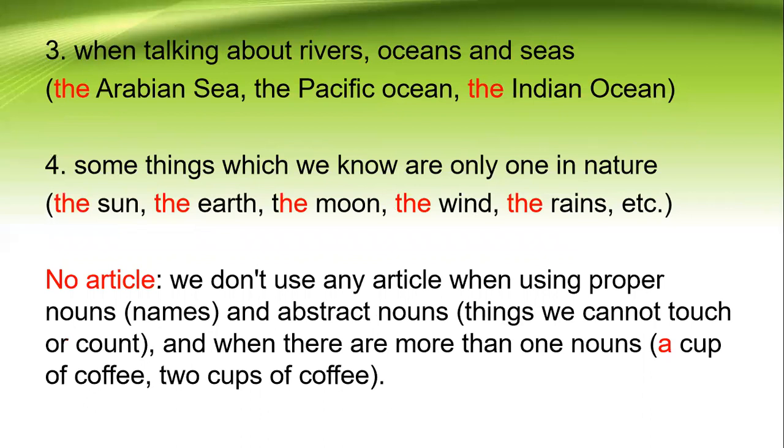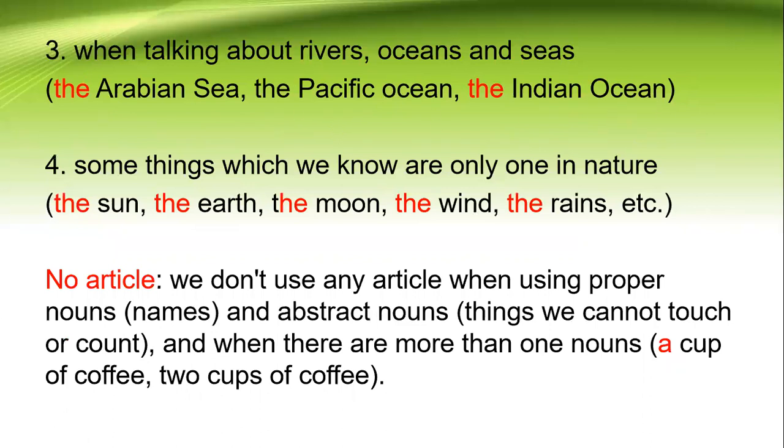Right. The third case that we will talk about is when talking about rivers, oceans, and seas, we use "the". For example, the Arabian Sea, the Pacific Ocean, the Indian Ocean. Here, though these are all names of certain features of the earth, we use "the".